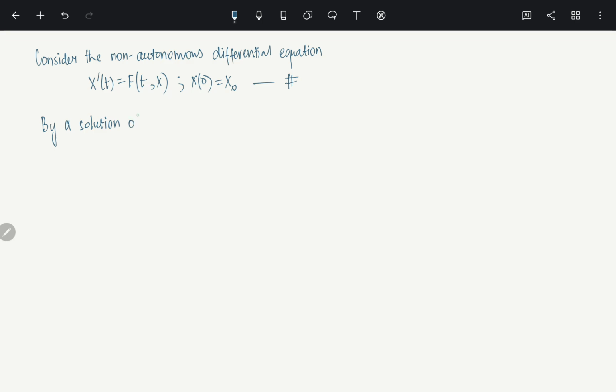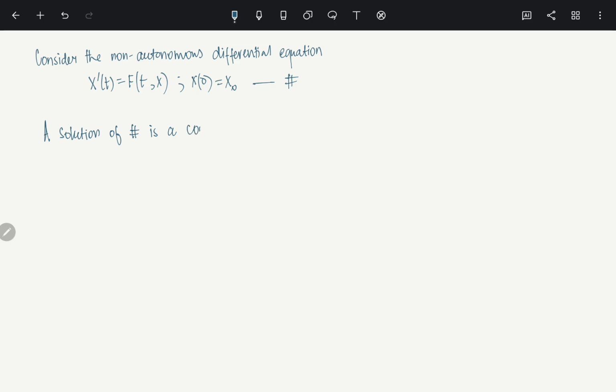So by a solution of (H), let me rephrase this part. Basically we'll say a solution of system (H) is a differentiable curve, a continuously differentiable curve.